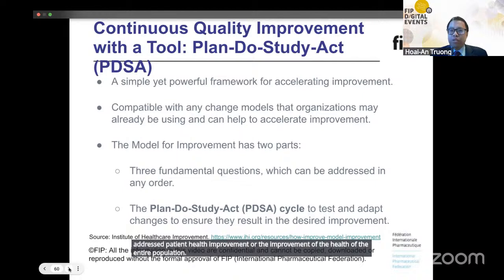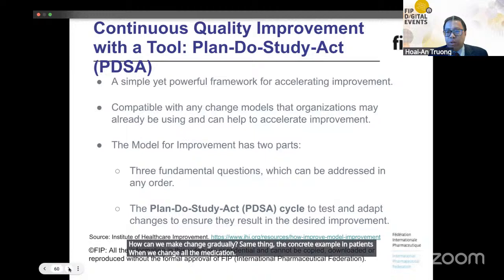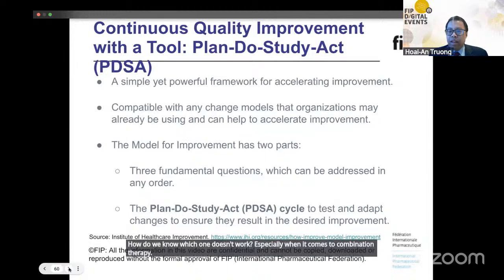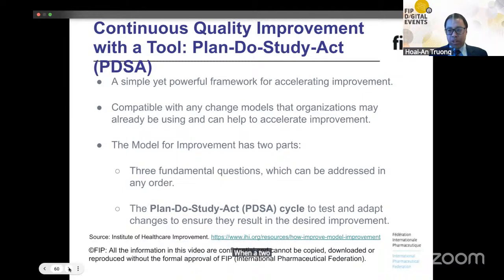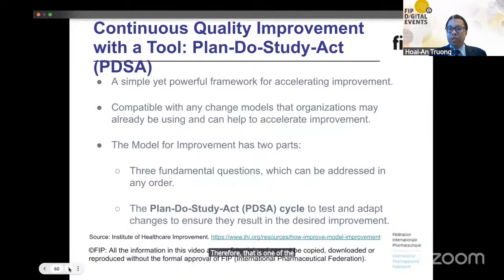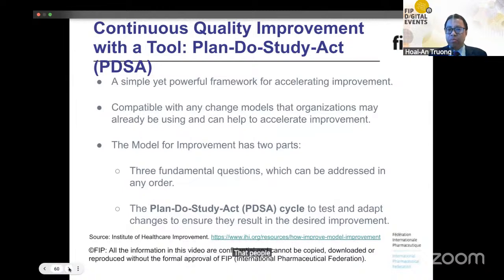How can we make change gradually? A concrete example in patients is when we change all their medication, how do we know which one works, which one doesn't work? Especially when it comes to combination therapy. When there are two agents and we change, how do we know whether it's medication X or medication Y that improved the patient health outcome? Therefore, that is one of the disadvantages of combination therapy. So how do we approach change in a systematic way so that people can be comfortable making changes?